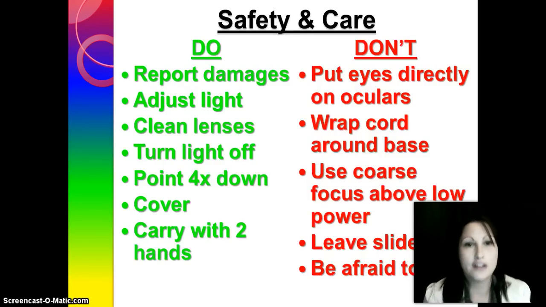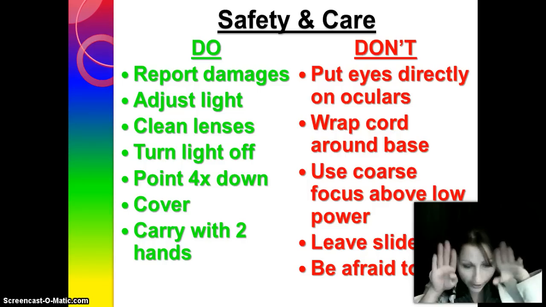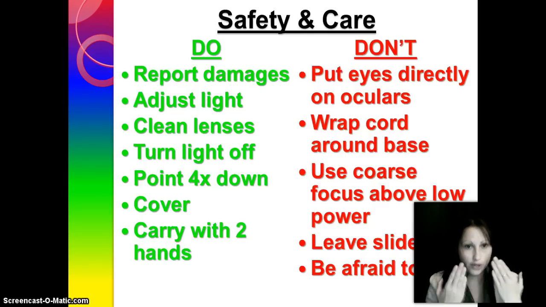Couple no-nos. Don't put your eyes directly on the oculars, because if you do, all you'll end up seeing is a bunch of eyelashes, so pull your eyes back a little bit. When you're done, don't wrap the cord around the base, because that will actually break the microscope. Wrap it in a rubber band.